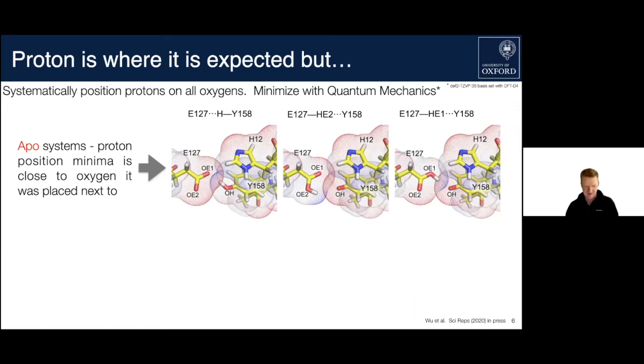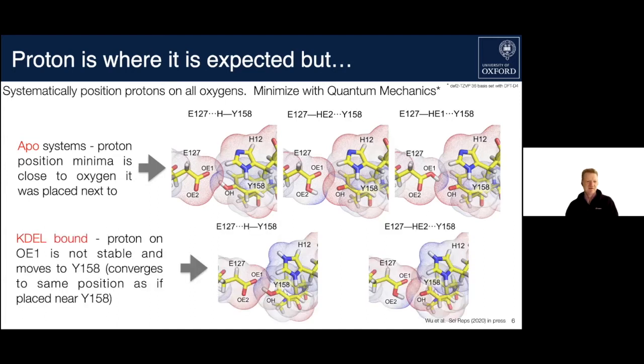The interesting thing comes perhaps when you look at the KDEL bound state, because if you try to put the proton near the OE1, what you see is that it minimizes to a position that converges if you put it close to the tyrosine oxygen. So you can't actually put it on the OE1, it likes to sit on this tyrosine oxygen. And that was really the first hint that perhaps this bond is one of these so-called low barrier hydrogen bonds. So I wanted to look at that in a little bit more detail.